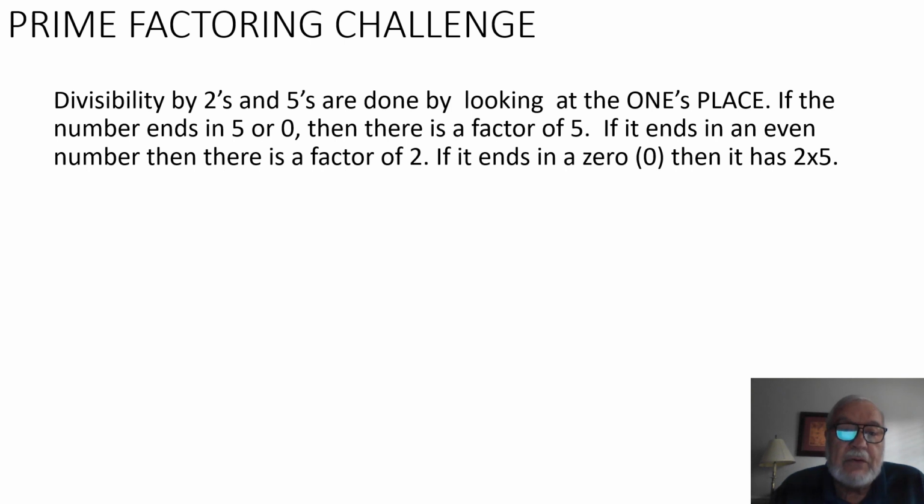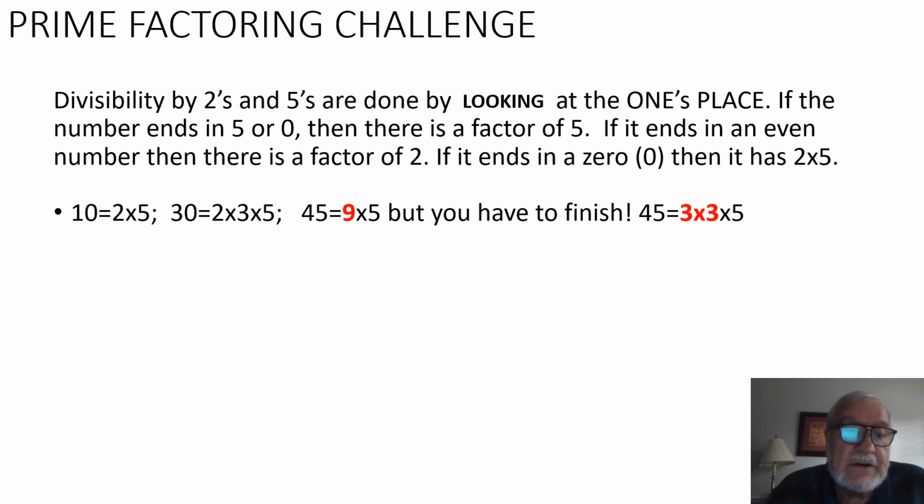All right, now divisibility rules. Divisibility by 2's and 5's is done by looking at the ones place. If the number ends in a 5 or a 0, you probably already know that it has a factor of 5. If it ends in an even number, then it has a factor of 2. And if it ends in a 0, it has a factor of both 2 times 5, or 10. All right, so 10 is 2 times 5. 30 is 3 times 10, so it's 2 times 3 times 5, which is also 6 times 5.